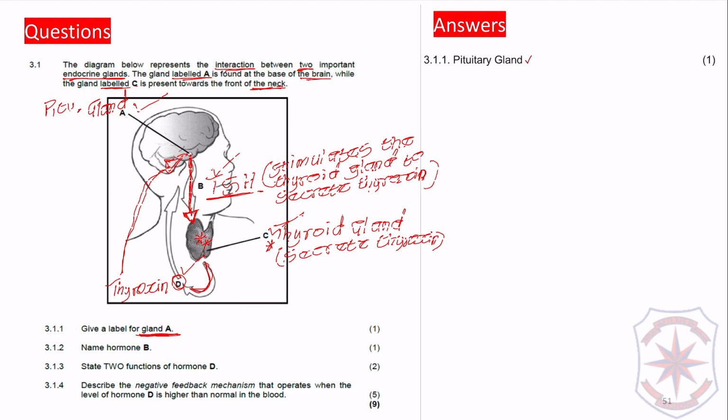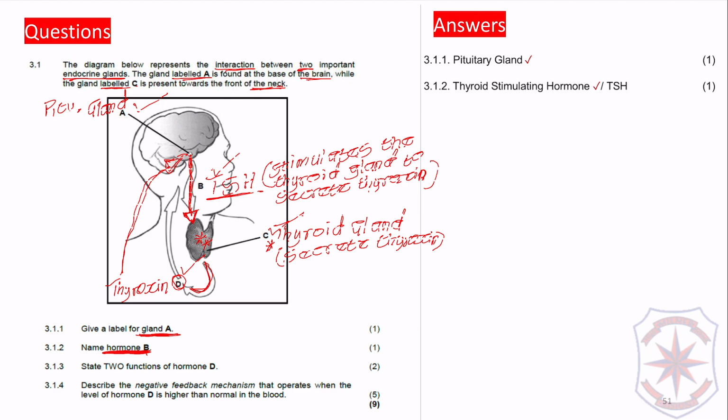3.1.2 says name hormone B. Your answer must not be a gland. It must be a hormone. Very careful. Hormone B, we've already said, is the thyroid stimulating hormone, or you can abbreviate it to say TSH. That will also be correct.